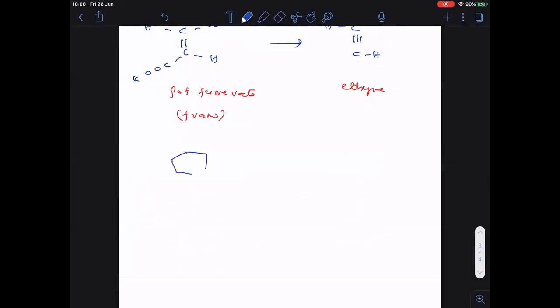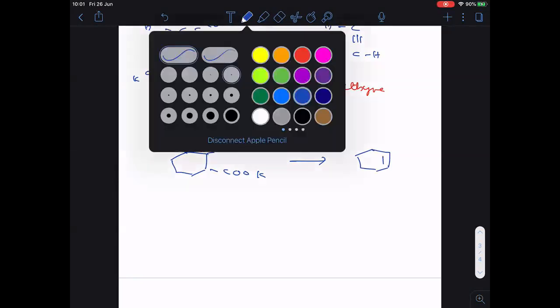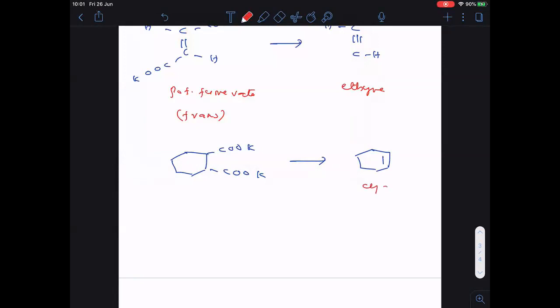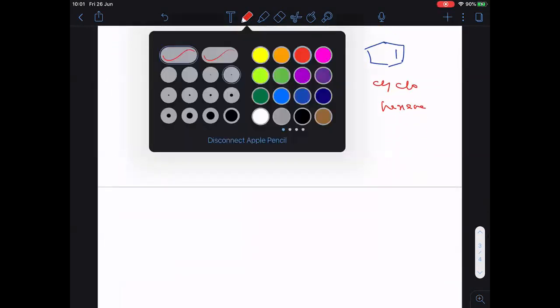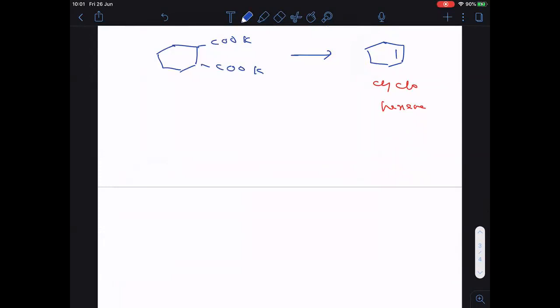Okay. Now coming to the next one. For example, if I take a compound like this now. Then here what happened? Product formed is this one. Double bond is formed inside the ring. So what would be its name? It is said to be cyclohexene. So in this way, in Kolbe electrolysis, we will get alkane, alkene, alkyne, everything.